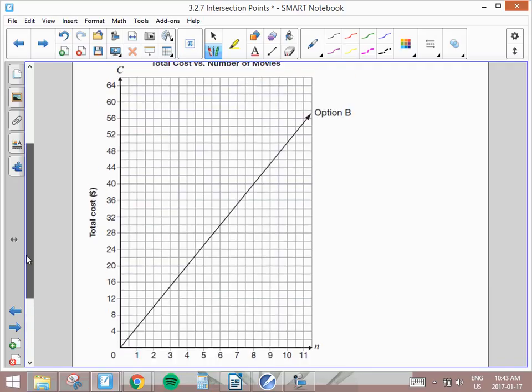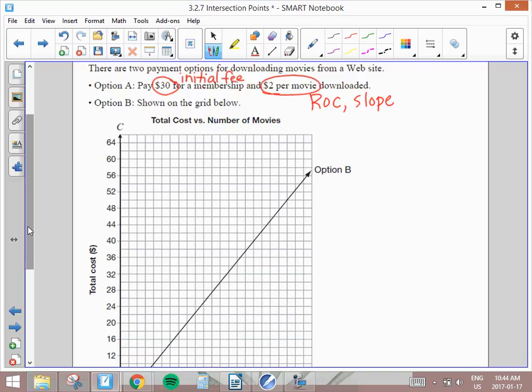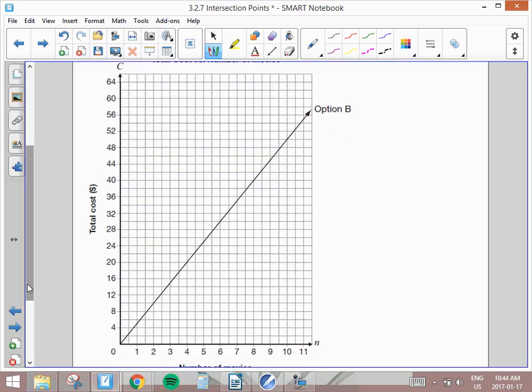Since they've already given me a graph for option B, I think that the easiest solution here would be to add option A to the same grid, and then I can compare the lines a little bit more easily. So option A has a $30 initial fee. So I'm going to go up to $30 on the y-axis, and it's right there between 28 and 32 is my $30 initial fee. And then from there, I'm going to use the rate of change or the slope of $2 for one movie. So that means I'm going to rise $2 and run one movie. And I can keep continuing that pattern, rise $2, run one movie. And I can see where my line is going to go.